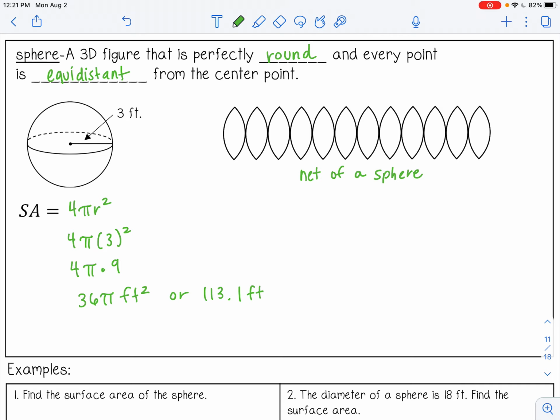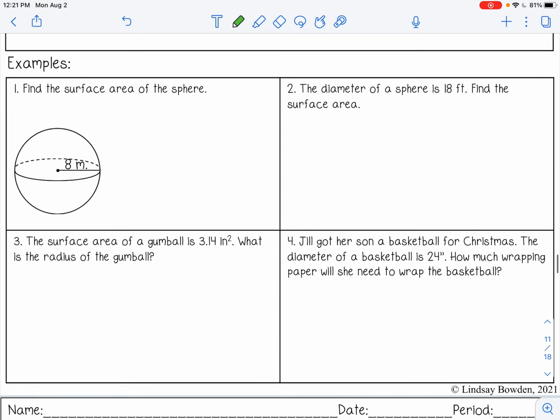113.1 feet squared. There's some really cool YouTube videos about why this is the formula and how it relates to the net. If you just go on YouTube and search formula for surface area of a sphere, you'll find some cool stuff. Okay, so let's go over these examples.